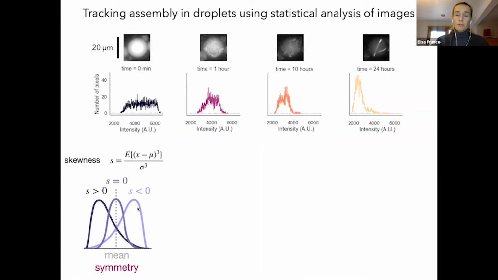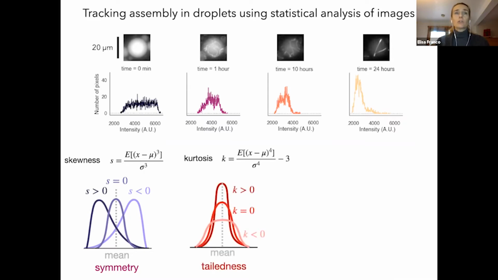It's negative if the peak moves to the right. So skewness tells you about symmetry. Kurtosis is the fourth moment, and it tells you about the tailedness. And to figure out whether we have successful formation of some assembly, we want to look at both.